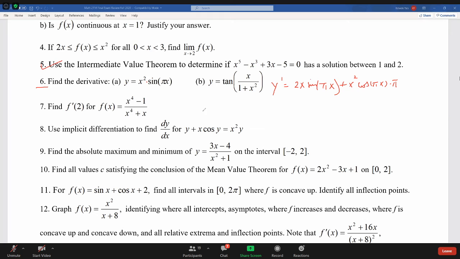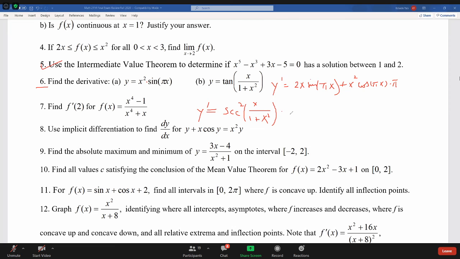Y prime. The derivative of tan is secant squared, right? Then you have to find the derivative of the inside. So how do we find the derivative for x over 1 plus x squared? By using what rule here? The quotient rule, right? This is a quotient of two functions, so you have to use the quotient rule.